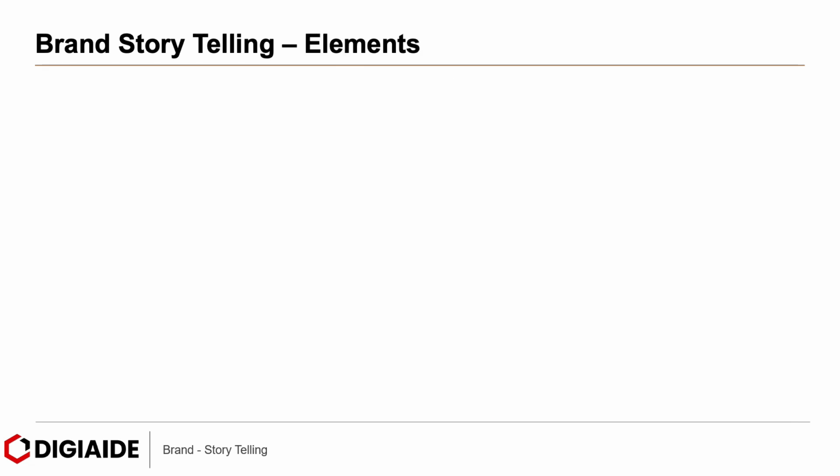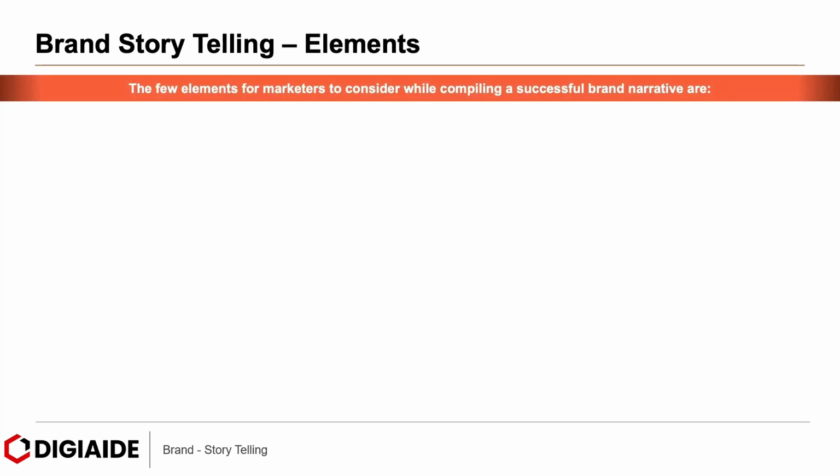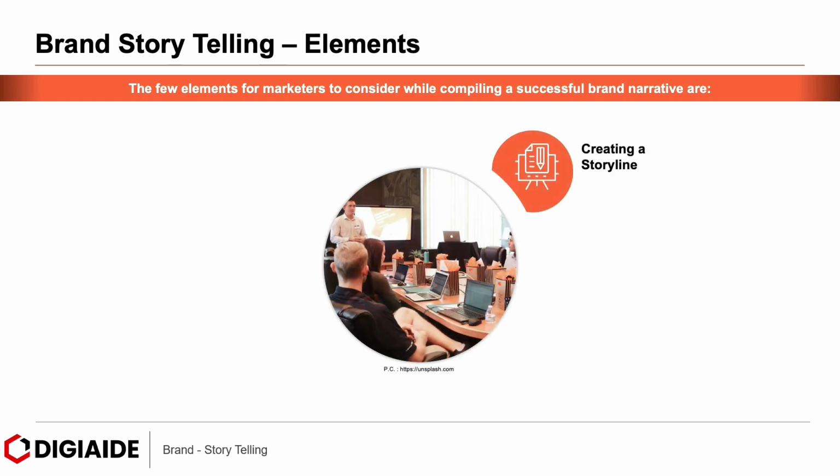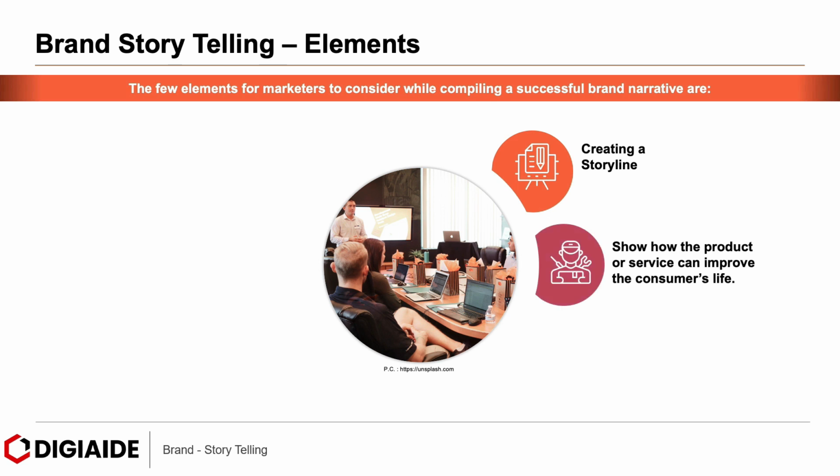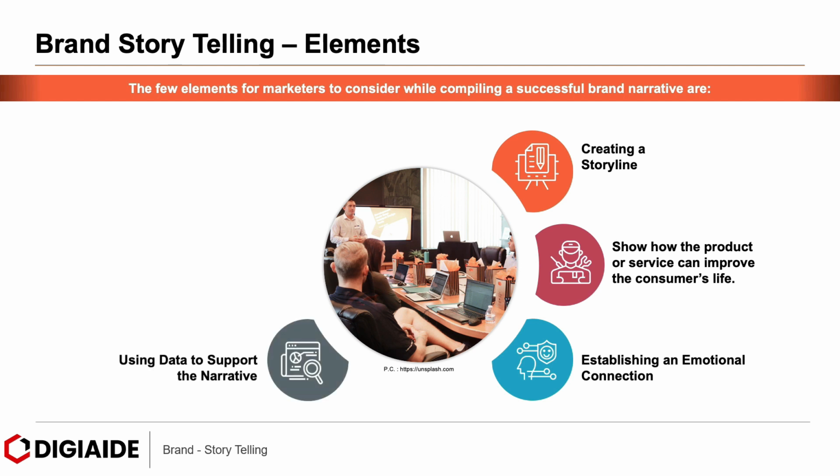Now let's look at elements for successful brand storytelling. The few elements for marketers to consider while compiling a successful brand narrative are: first, create a storyline. Second, show how the product or service can improve the consumer's life. Third, establish an emotional connection. Fourth, use data to support the narrative.